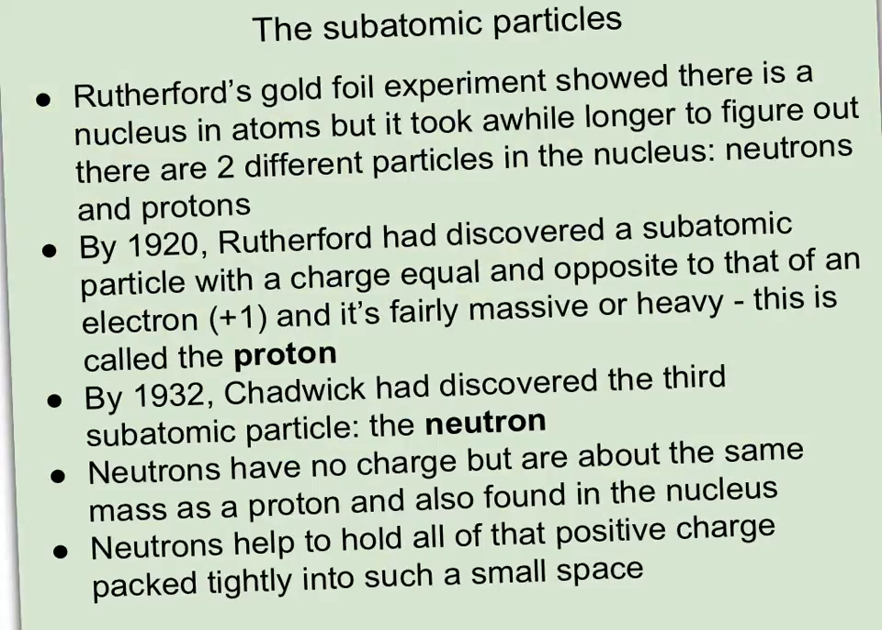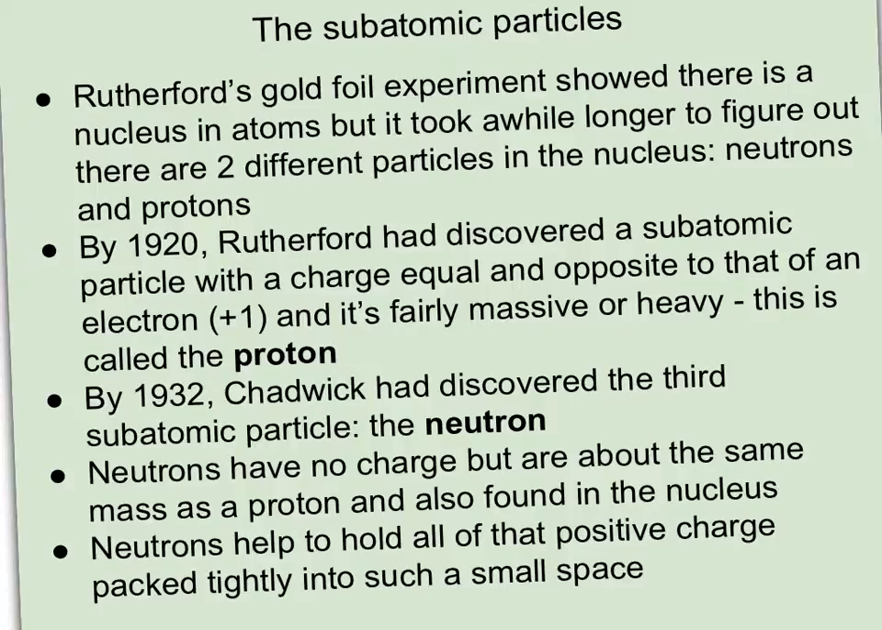So how did scientists figure out that there were also protons and neutrons after discovering the electron? Well, Rutherford's gold foil experiment showed there is a nucleus, but it took a while longer to figure out that there were two different particles in that nucleus, one with a positive charge and one with no charge. By 1920, Rutherford had discovered the subatomic particle with the charge equal and opposite to that of an electron, and he had found that it was fairly massive or heavy, and we call that the proton.